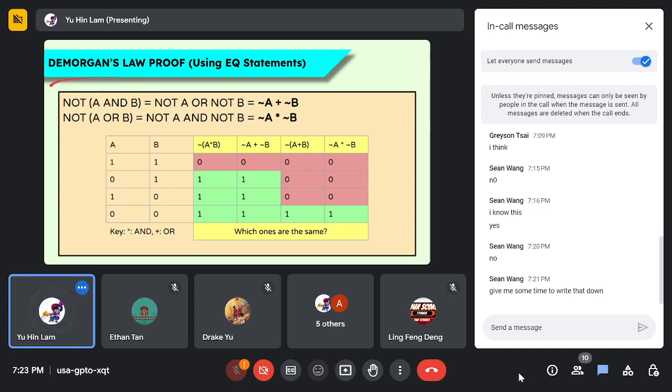Remember, De Morgan's law is distributing our not into a group of A and B, or A or B, and it'll just flip the middle operators. So not A or not B, not A and not B. Can you guys tell me which ones are the same or which ones are equivalent? Basically just type in the chat. So this would be 1, 2, 3, and 4.